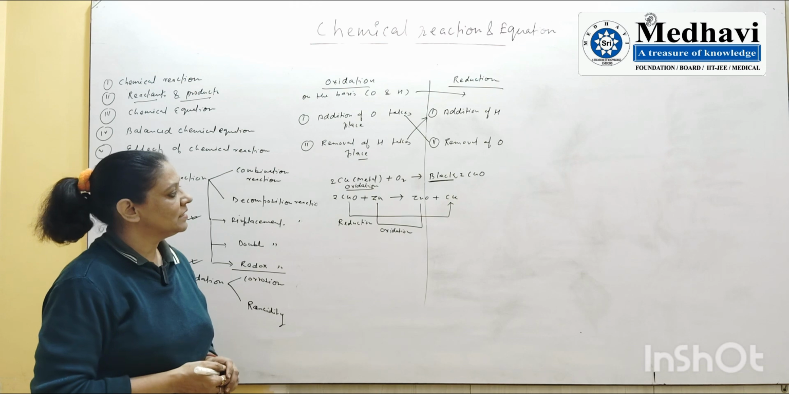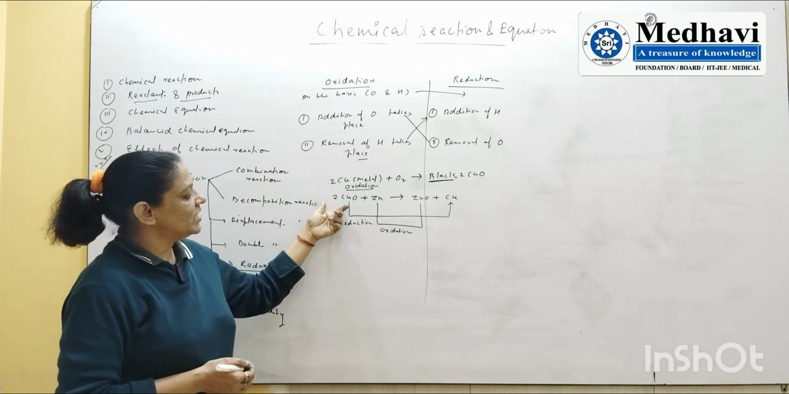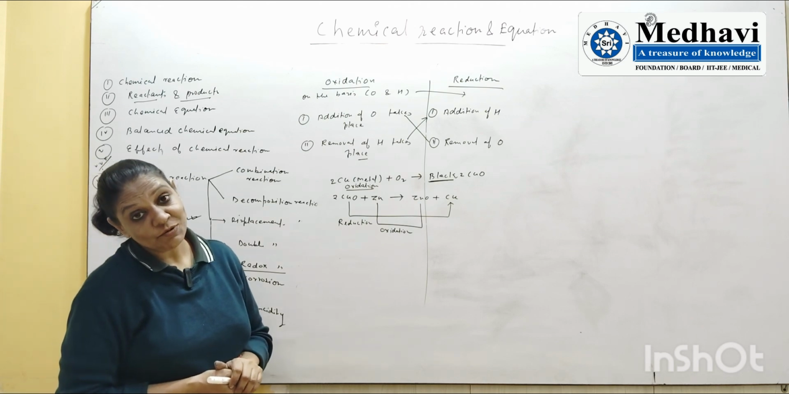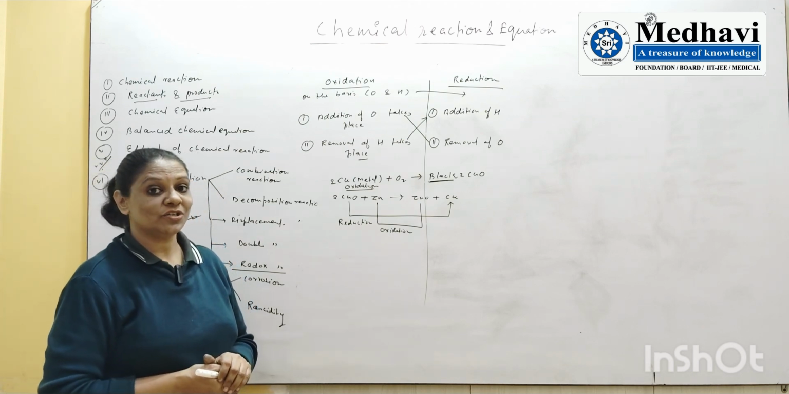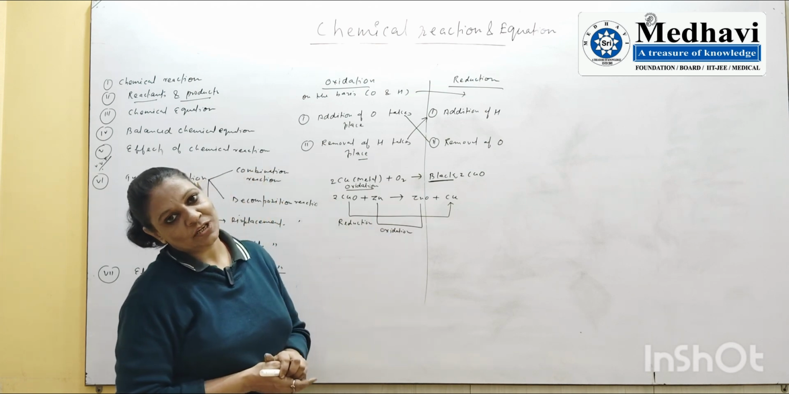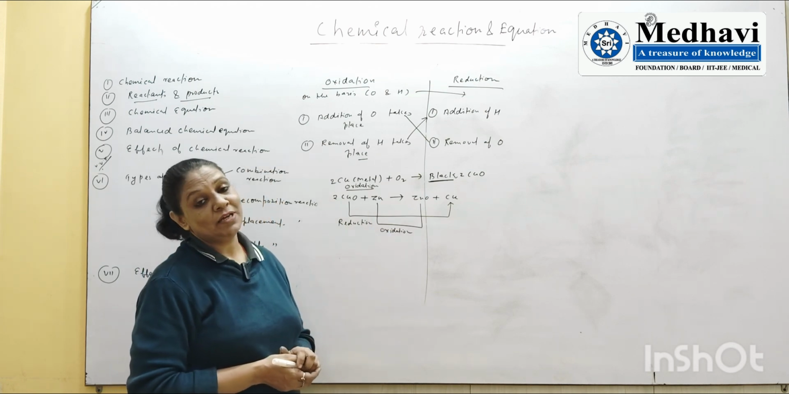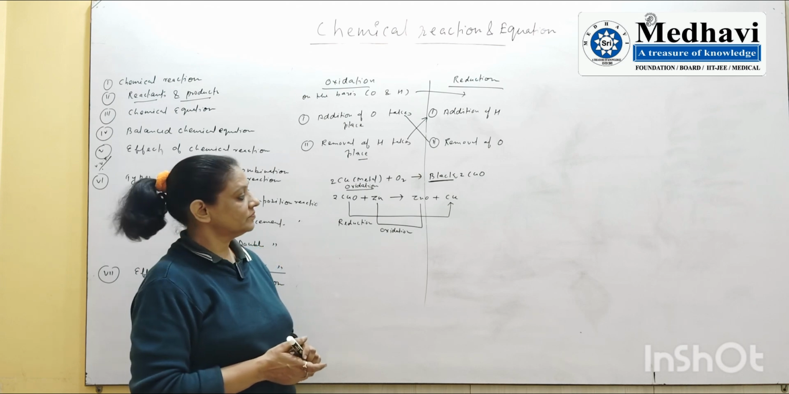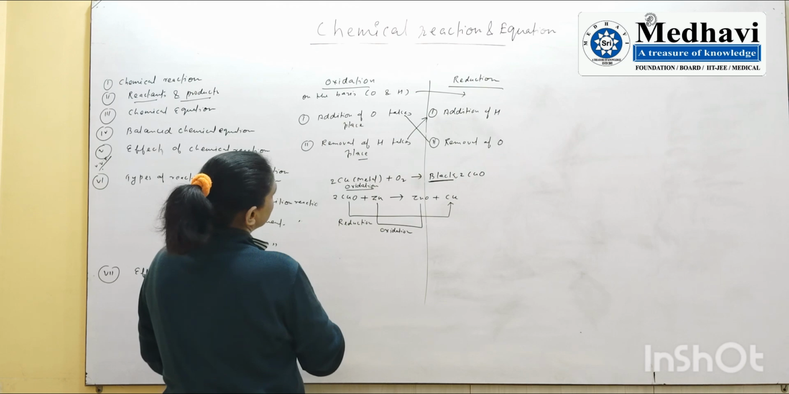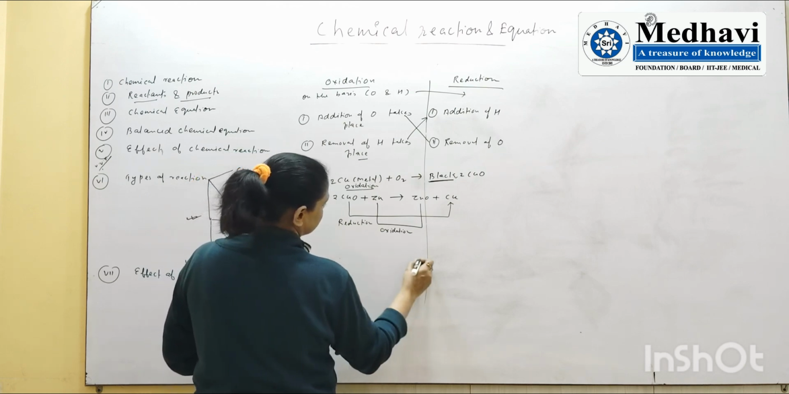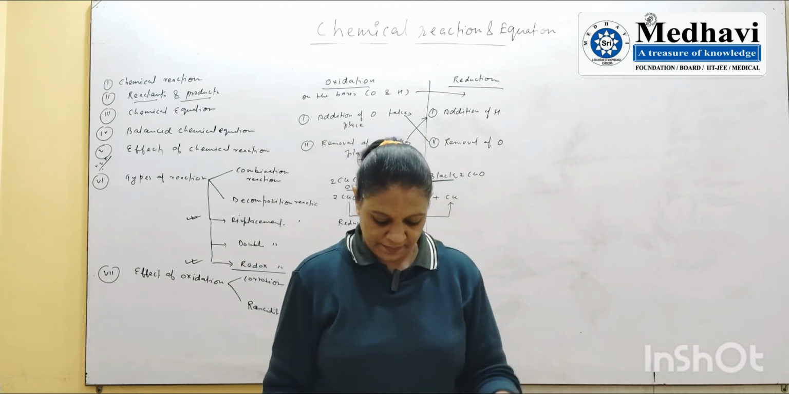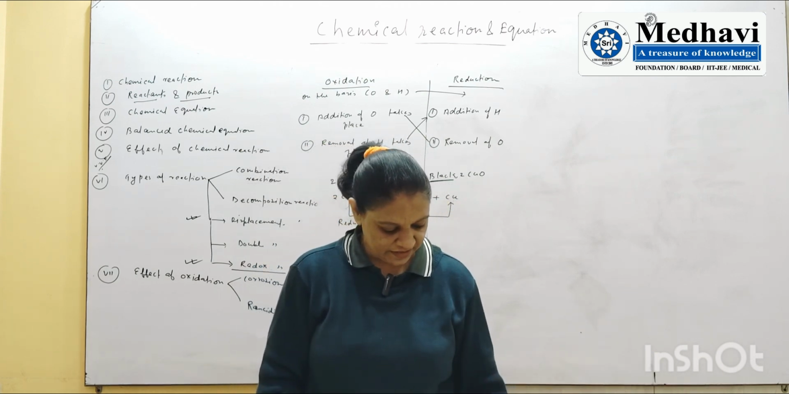Very, very important points: when oxygen is added to a compound, we say oxidation, or when hydrogen is removed from a compound, it is also oxidation. When oxygen is removed from a compound, it is reduction, or when hydrogen is added to a compound, it is reduction. Other examples you can also take. It is given in the NCERT book. We can use some examples of oxidation and reduction, very, very important points.